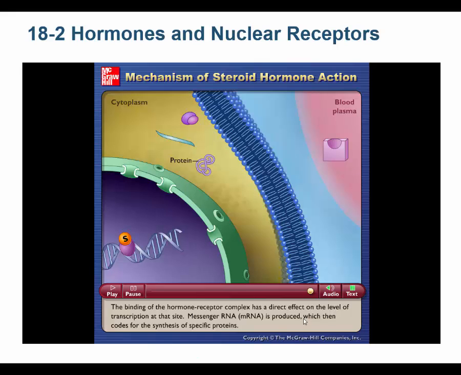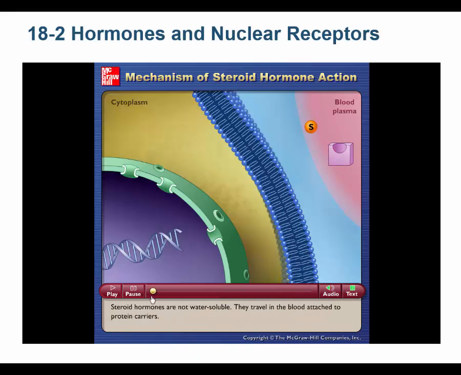Okay, I want to point something out before we move on. Remember that lipophilic hormones, right here I'm looking at the steroid hormone protein carrier, have to be carried in the bloodstream on a carrier. They can't float free. They don't dissolve in water. It's like oil and water, all right?